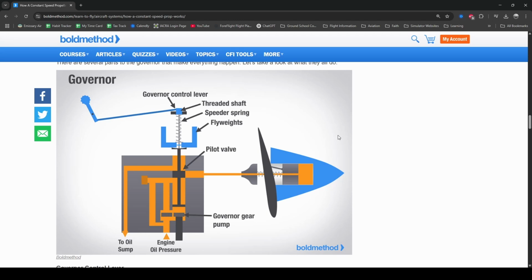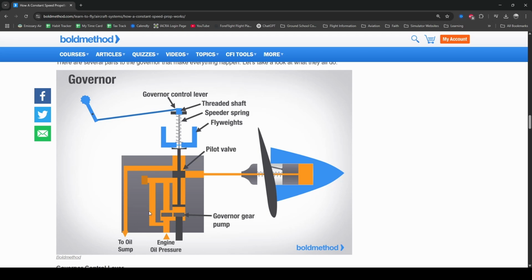Looking at our components, we have the propeller control knob, which is not labeled. We have the governor control lever, the threaded shaft, the speeder spring, the flyweights, the pilot valve, the prop hub piston and spring, again not labeled, the governor gear pump, and the engine oil.